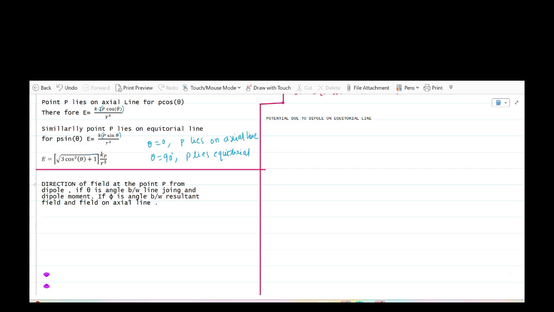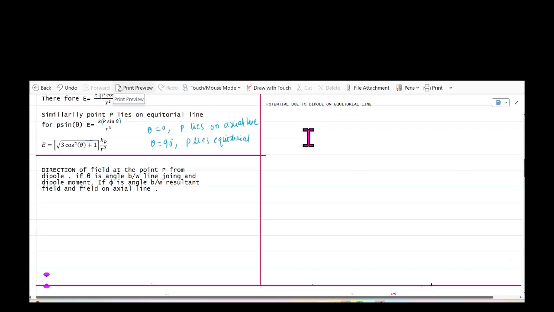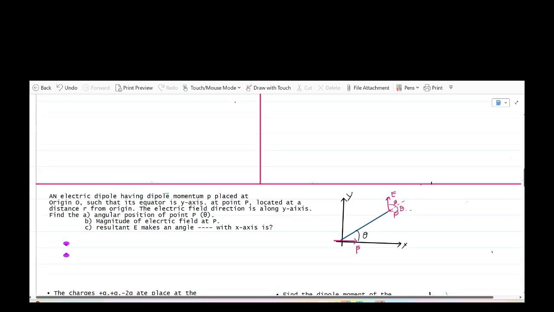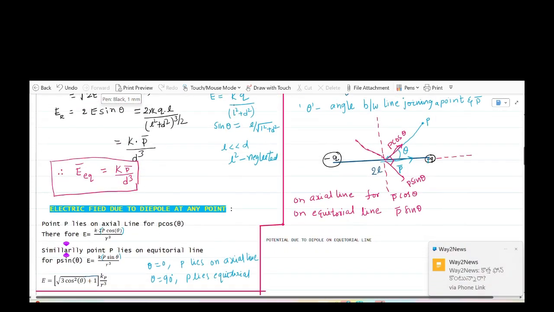So now there is another question, I will come to that. Now, potential due to a dipole on the equatorial line and the axial line. First we will find out the potential. These are the problems. Next I will go to the uniform electric field. So, potential due to a dipole.